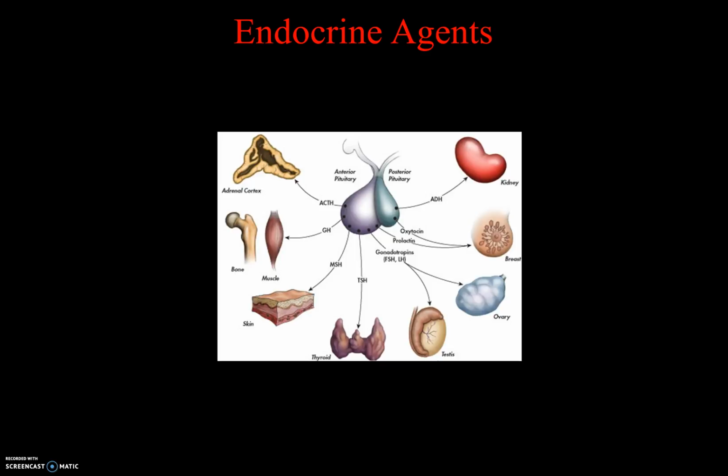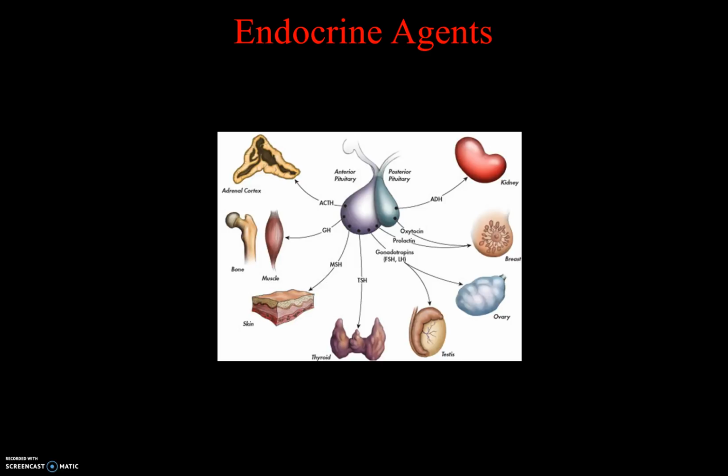The pituitary gland has a posterior and anterior portion, each with different functions. The anterior portion is considered the master hormone because it secretes hormones that stimulate other endocrine glands. The posterior gland secretes 2 neurohormones, and those are vasopressin and oxytocin.